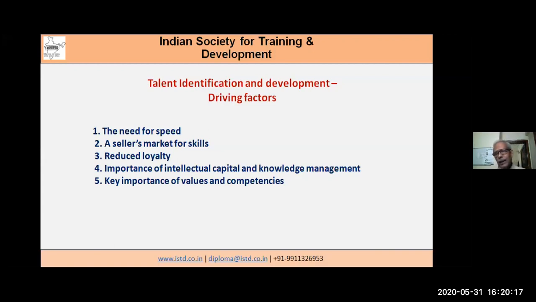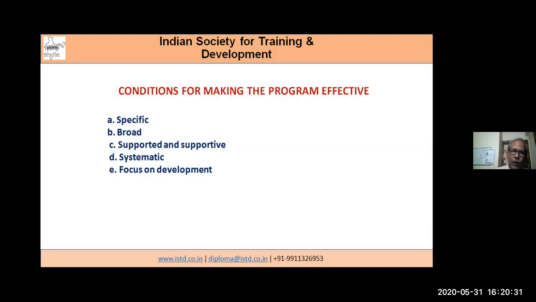So for all these things directs any organization to go in for the talent identification and development program. Otherwise, they cannot really survive in the competition. That becomes a driving factor. Well, we'll see what are the conditions for making the program effective.